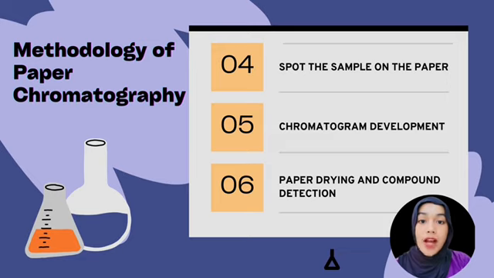The fifth step is chromatogram development. Chromatogram development is done by immersing the paper in the mobile phase. Due to the capillary action of the paper, the mobile phase moves over the sample on the paper. The next step is paper drying and compound detection. Once the chromatogram is developed, the paper is dried using an air dryer. Also, a detecting solution can be sprayed on the developed chromatogram paper and dried to identify the sample chromatogram spots.